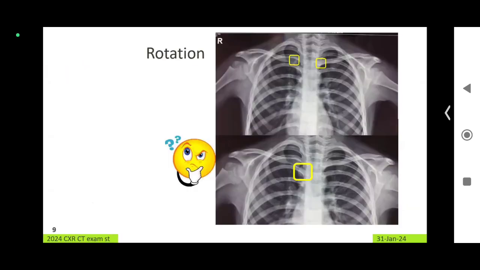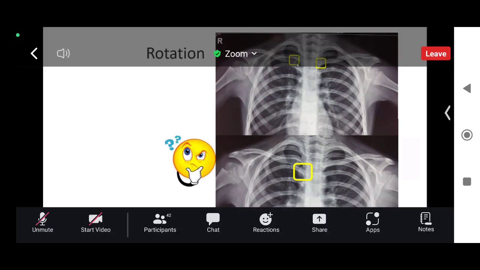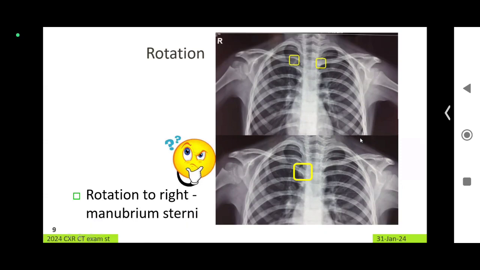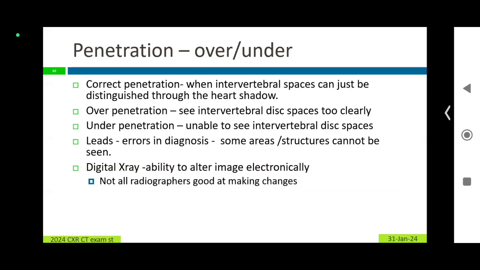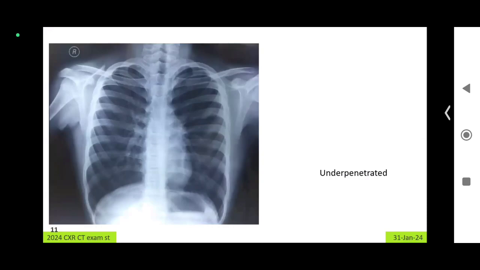And sometimes if there is going to be a rotation, the right clavicle is well away from the midpoint. So when it is rotated, we may think there is a node when you are only seeing the manubrium sterni. This is not a node. This is only the manubrium sterni. So that is the importance of looking at whether there is a rotation or not before you start reading an X-ray. Over or under penetration.